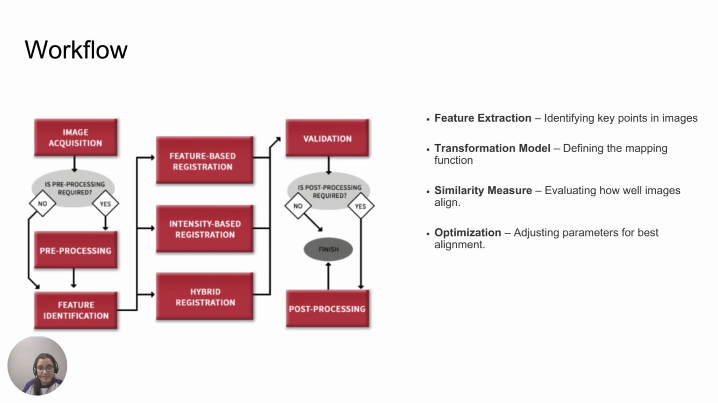Validation. The registered images are then reviewed for accuracy using a metric that evaluates the relationship between the two variables. Then post processing is applied. It may require further processing such as segmentation to extract useful information.